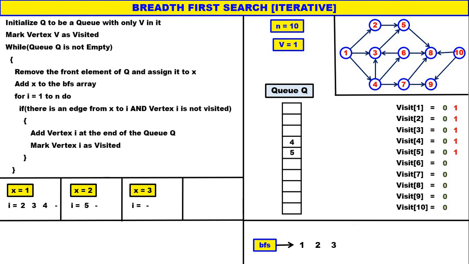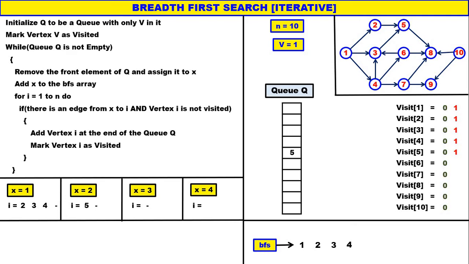Is the queue empty? No, the queue is not empty. Therefore remove the front element, assign it to x. 4 is removed and x is equal to 4 and 4 is added to BFS also. Now what are the nodes adjacent to 4? You have 3, 6 and 7. First let us consider 3. Visit of 3? Yes, visit of 3 is already 1. Therefore for 3 we cannot do anything.